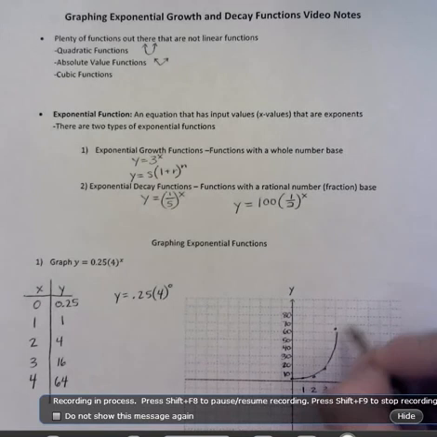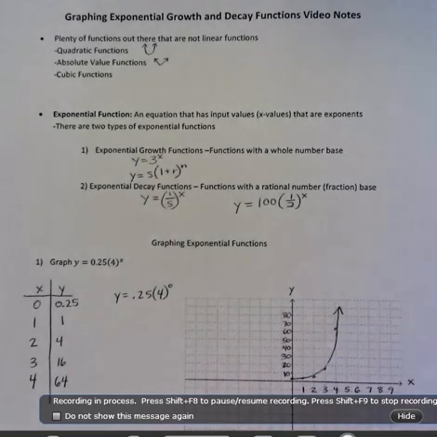Oh, Mr. Dudek, what are you doing? This is called an exponential growth function, and it's called that for a reason. If you look at its graph, I'm going to move this up a little bit for you.